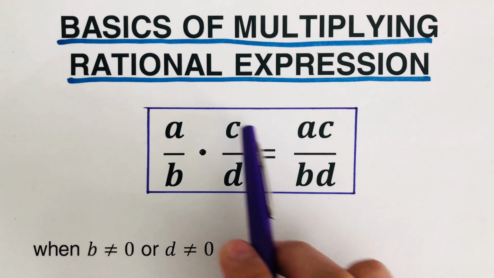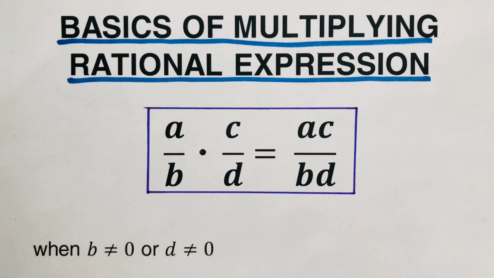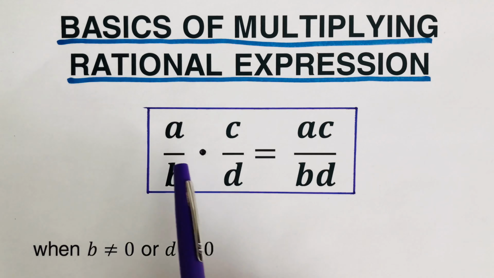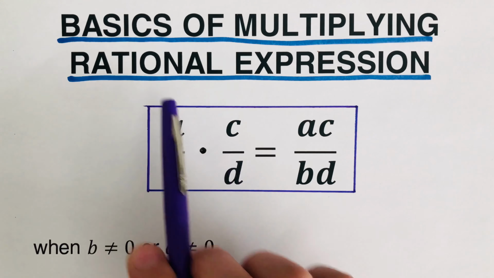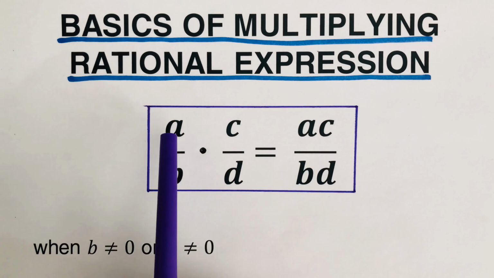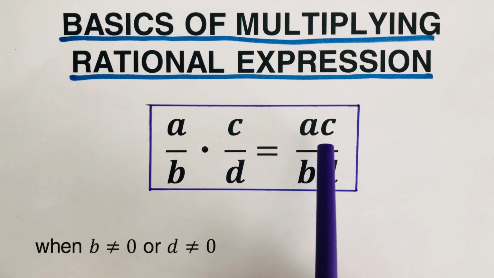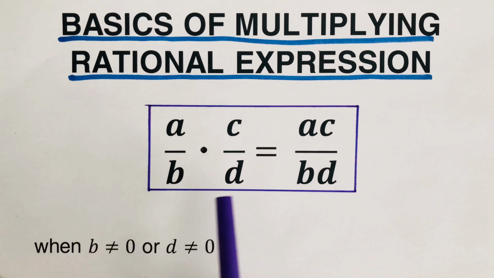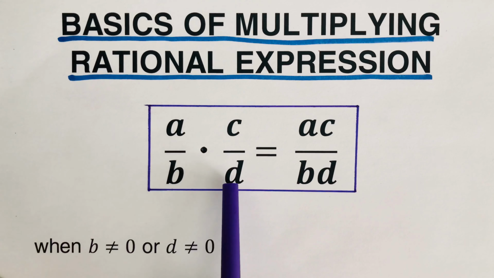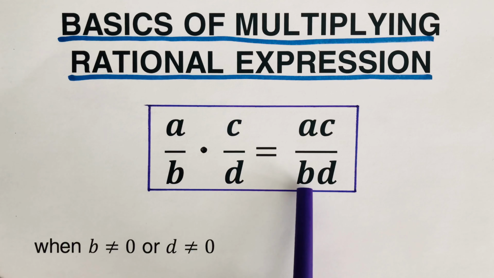Let's take this general formula right here. If we have A over B times C over D, in order that we can multiply these two rational expressions or these two fractions, we multiply them across. So A times C, that's how we got A times C right here. And we multiply at the same time the two denominators, B times D, and that's how we got BD.